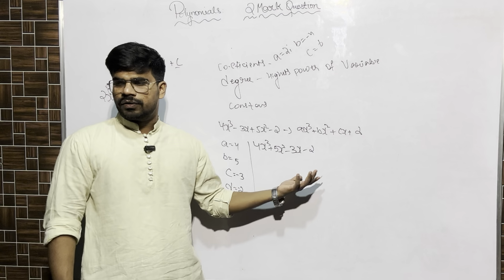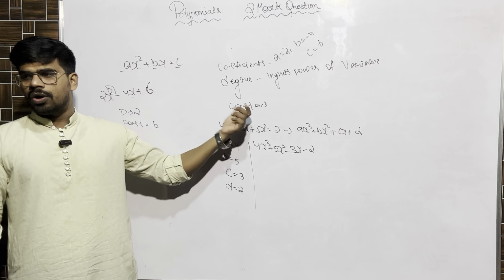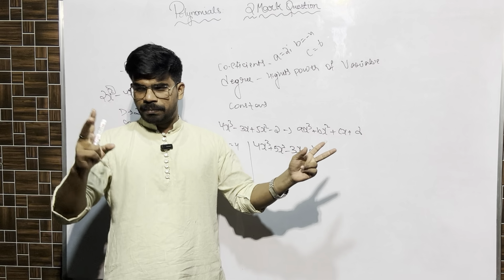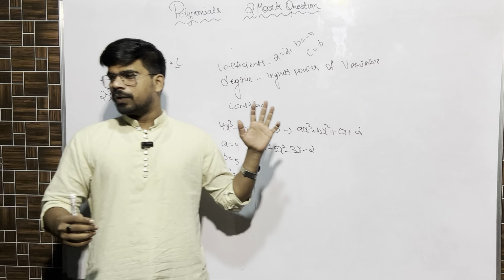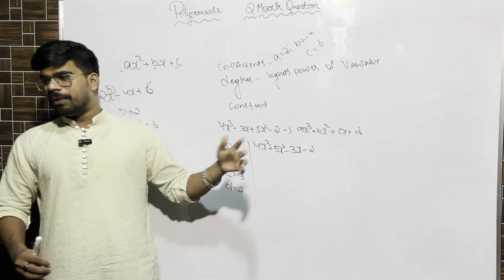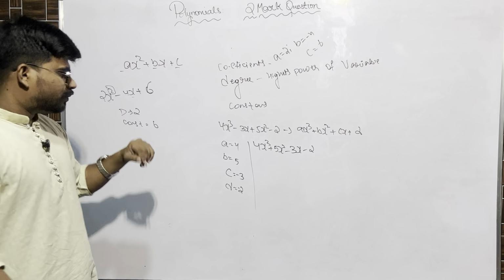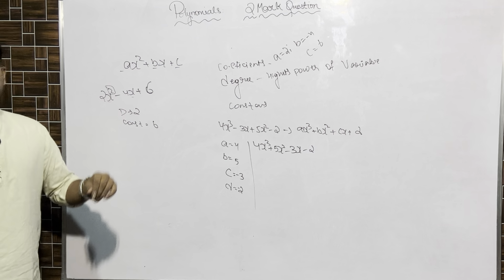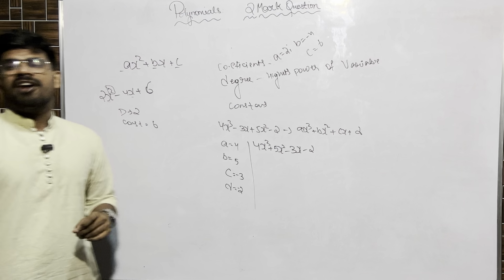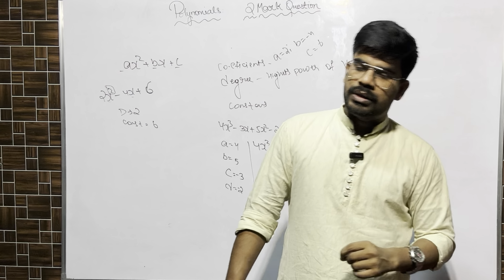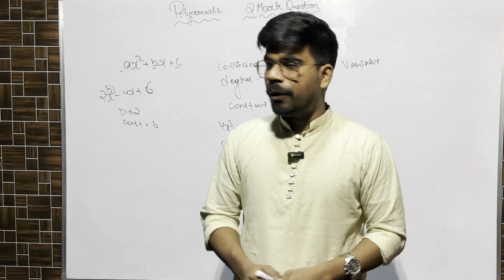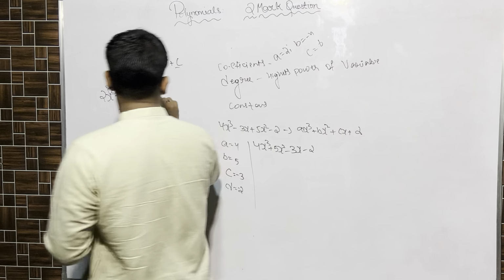After rearranging, if you find the values of A, B, C, D, well and good. Otherwise, even without rearranging, if you have that in mind: cube is A, square is B, x is C, constant is D. Not just for power 3, questions with power 4 might also be asked. Now, this is a cubic polynomial. If we have power 2, that is called a quadratic polynomial. This is a cubic polynomial. Now A, B, C, D are completed.